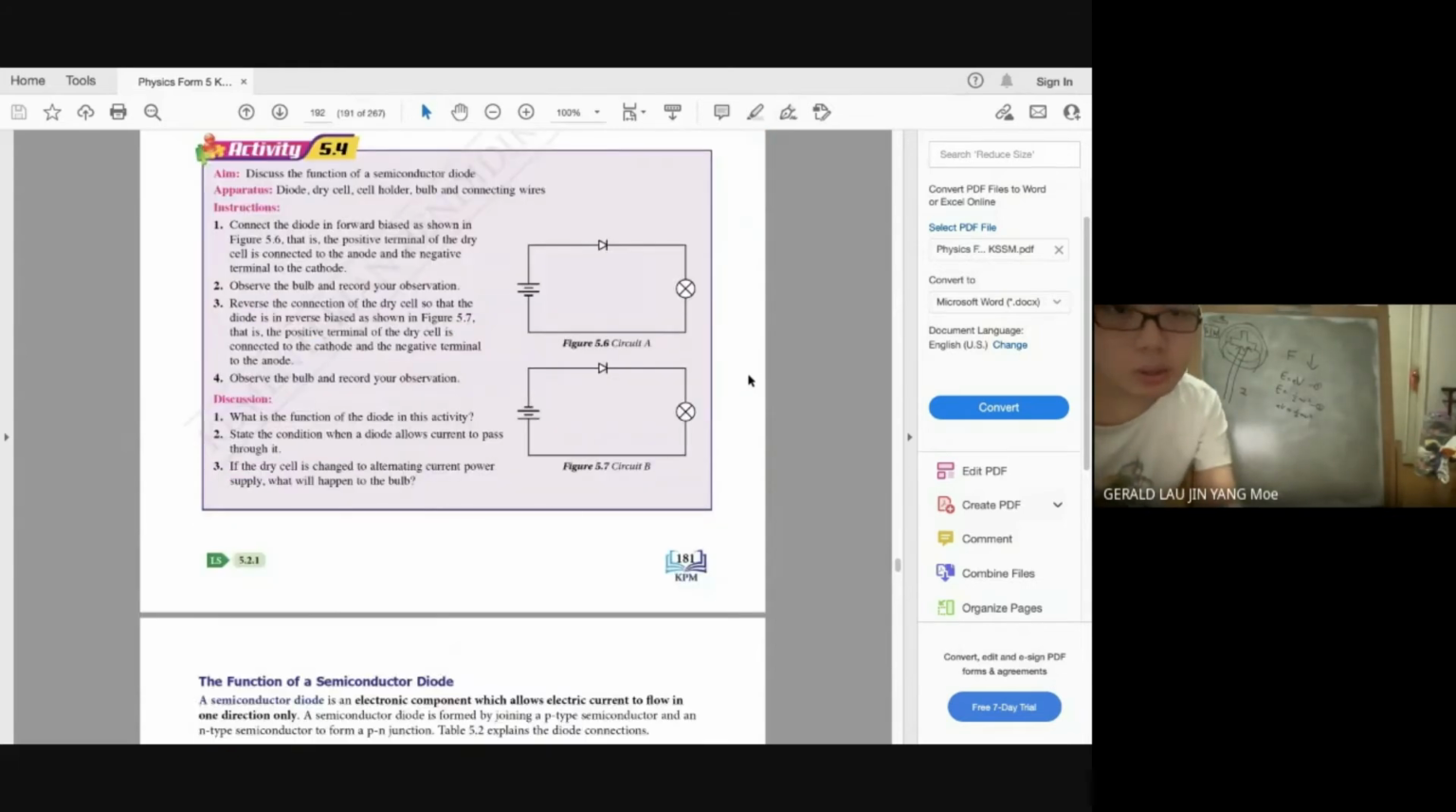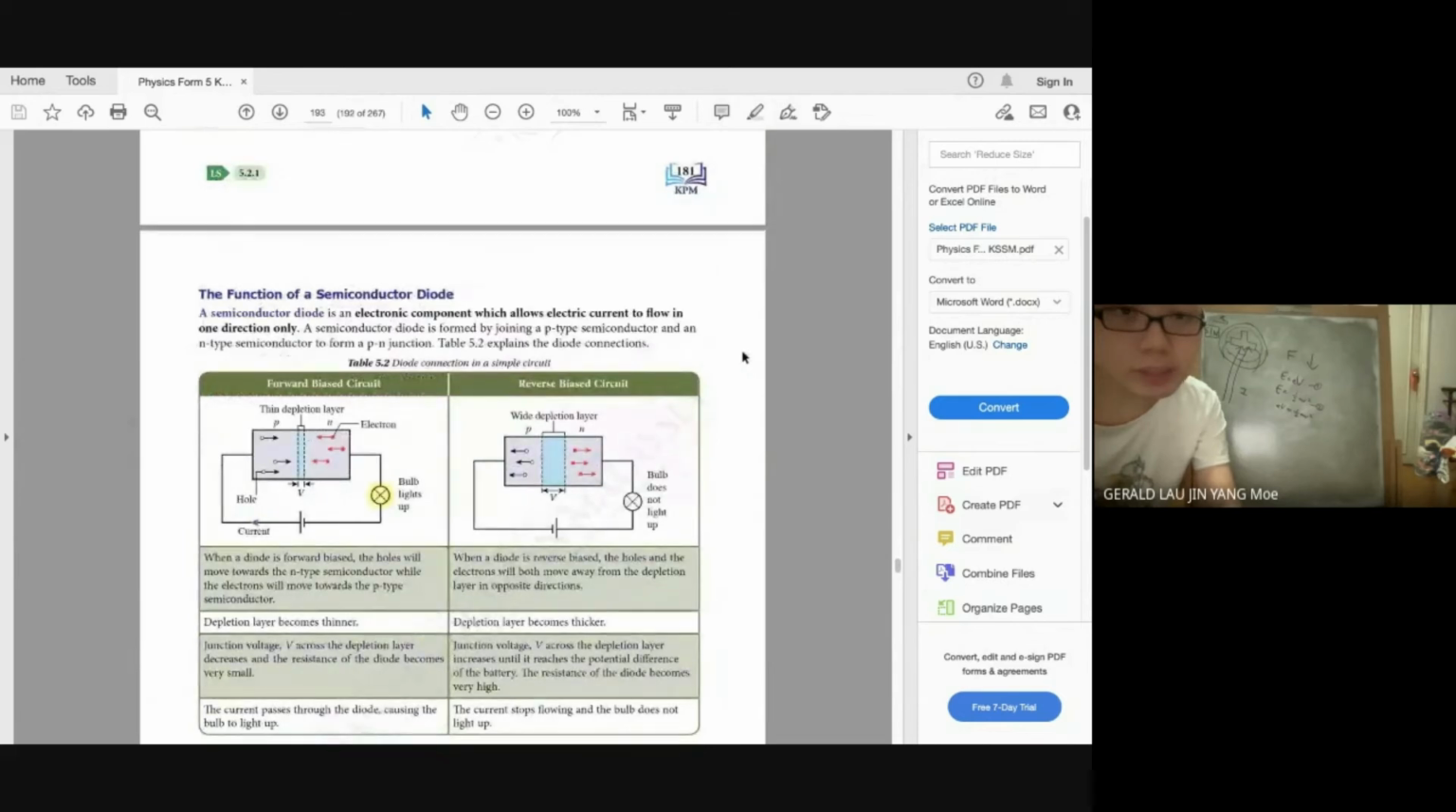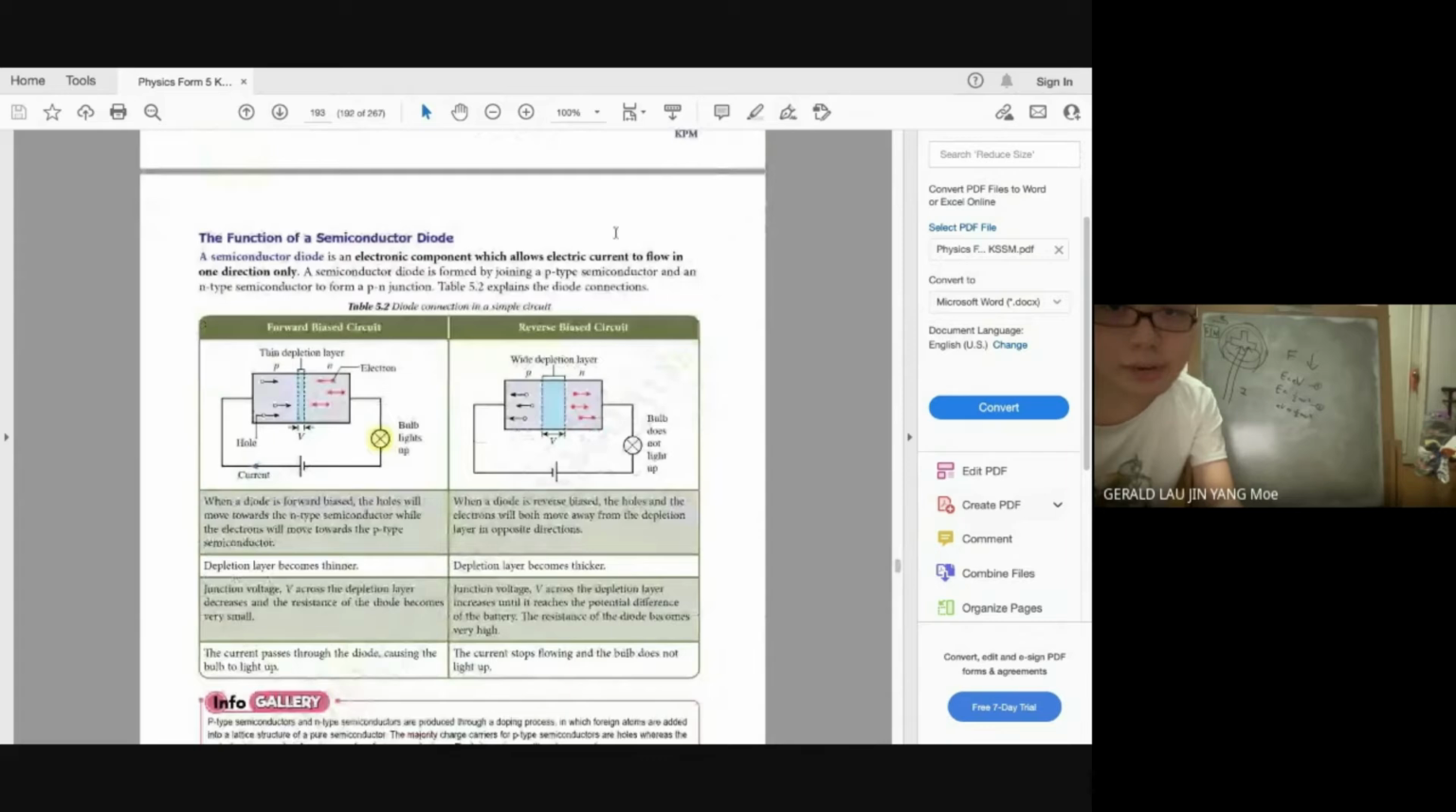So semiconductor diode, let's see what the function is. Basically, it's an electronic component which allows electric current to flow in one direction only. That means the semiconductor diode will force the electric current to flow in one direction. So you see for the first example, positive flows to negative, P to N. That is called forward bias.